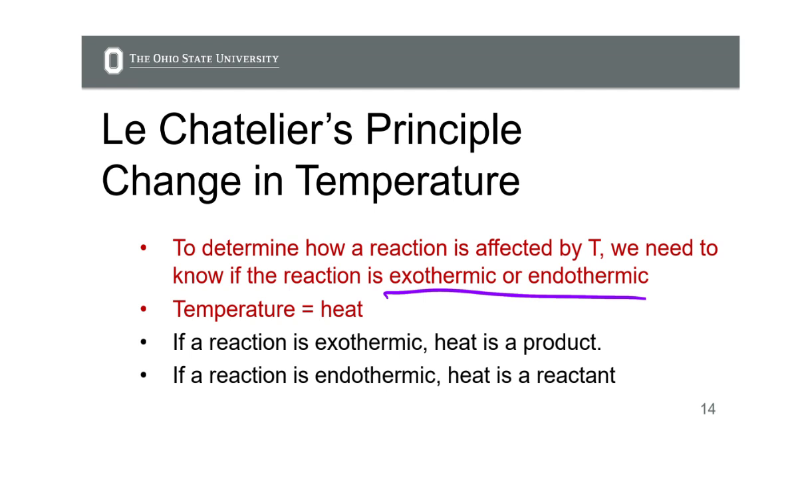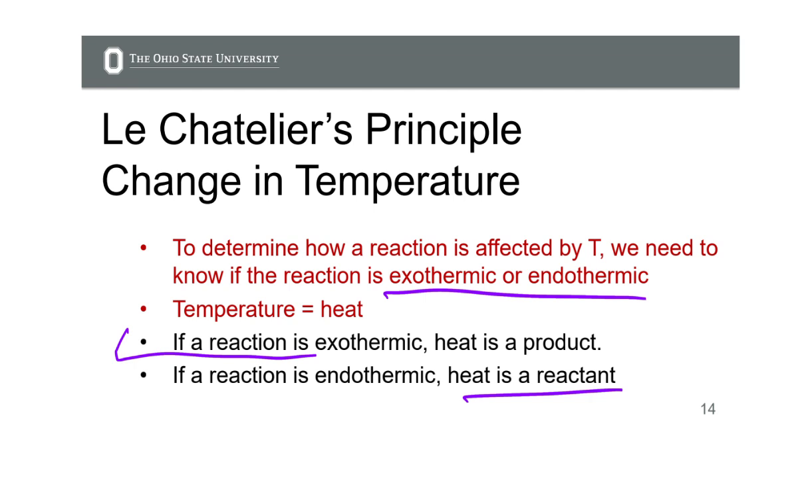The way that I think is easiest to approach this type of problem, or thinking about how the temperature affects the system, is to think about whether heat is a reactant or a product. Now, if we have an exothermic reaction, when that reaction proceeds, it feels hot, it gives off heat, which means that heat is a product. For an endothermic reaction, something that feels cool, heat is absorbed, but essentially what we come down to is that heat becomes a reactant. So if it's exothermic, heat is a product. If it's endothermic, heat is a reactant.